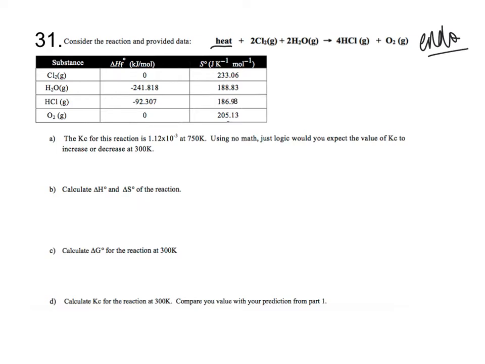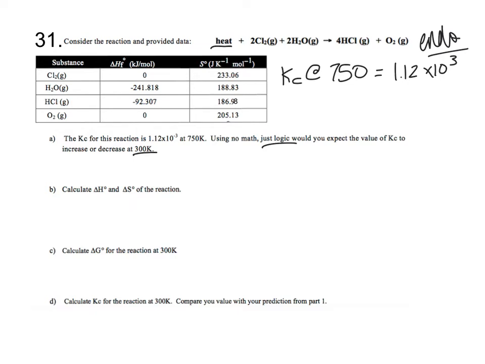Part A says the Kc for this reaction at 750, so the Kc, I'm just going to jot this down, at 750 is equal to 1.12 times 10 to the third. Using no math, just logic, what would you expect the value of K to do? Would you expect the value of K to increase or decrease at 300?